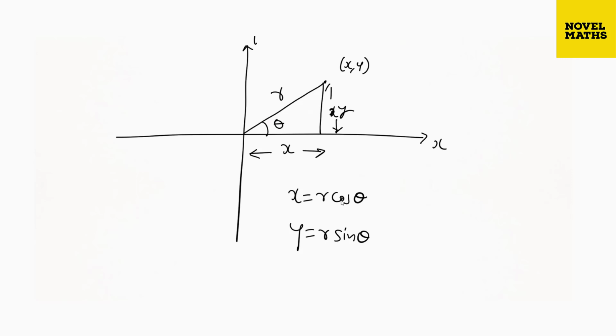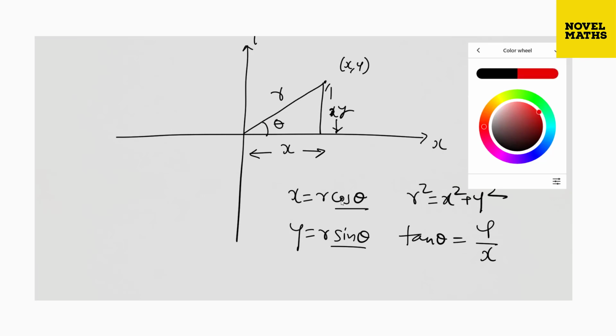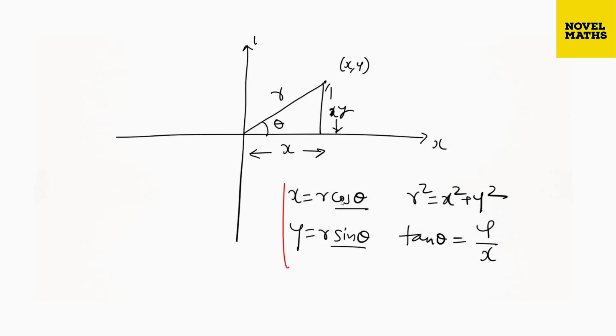What about r? The magnitude of r, just by applying the Pythagoras theorem, is r square equals x square plus y square. Not only sin and cos, you can write it in terms of tan also. Tan of this angle is y over x. So these are the four important concepts that we will be using further in this video.